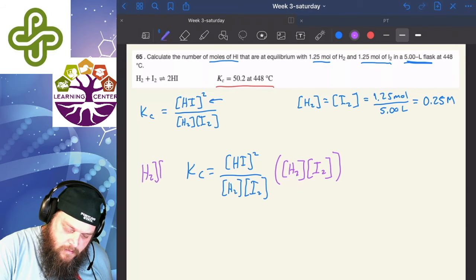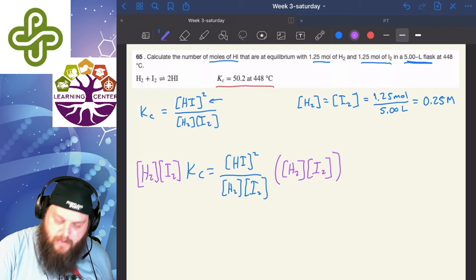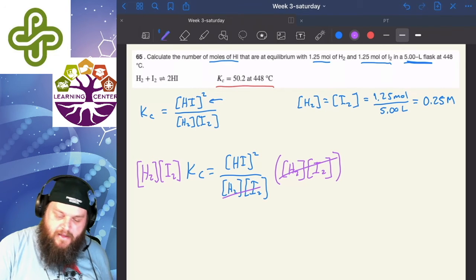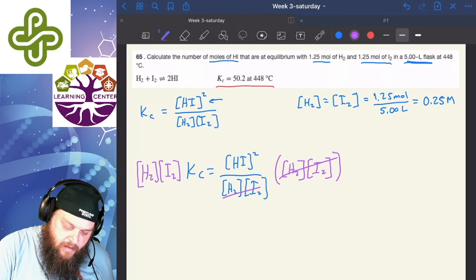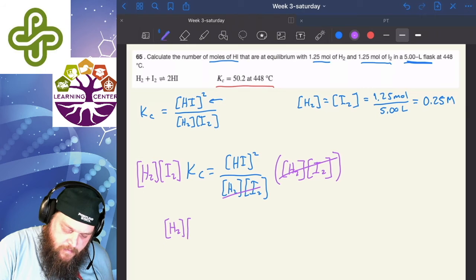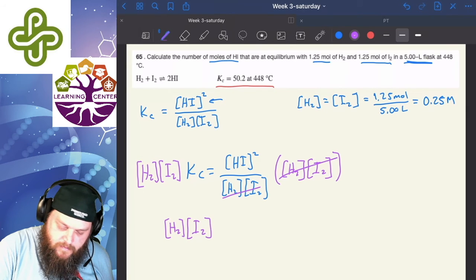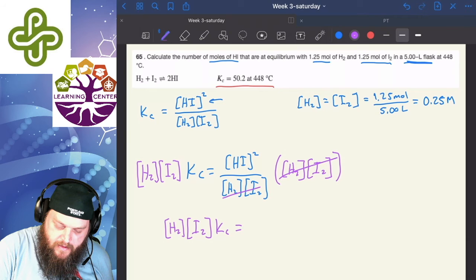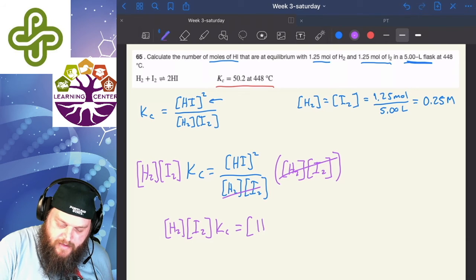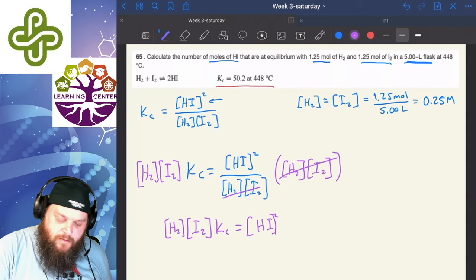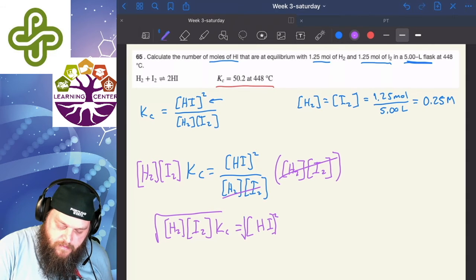H2, I2. These here are going to cancel out. That'll leave me with concentration of H2 times I2 times Kc is equal to the concentration of HI squared, which means all I have to do is take the square root. I can solve for the concentration of HI.